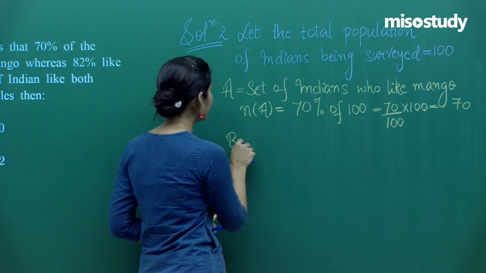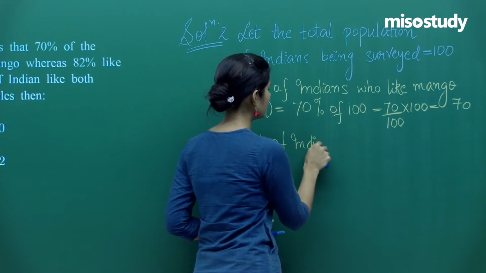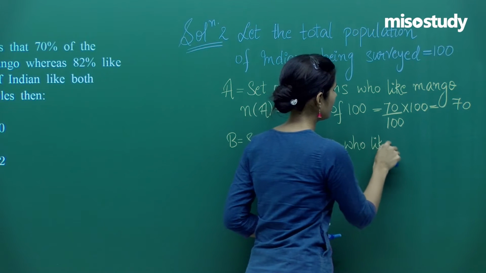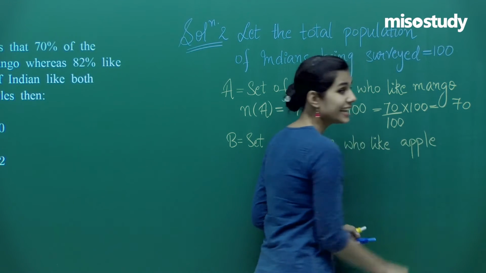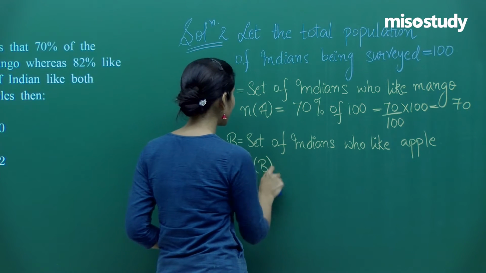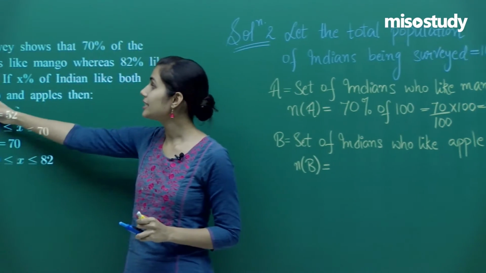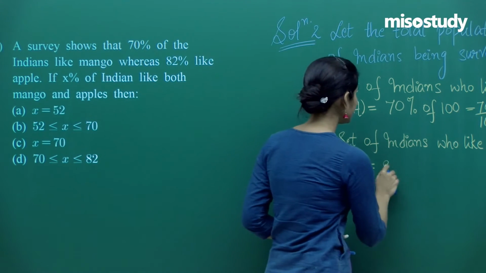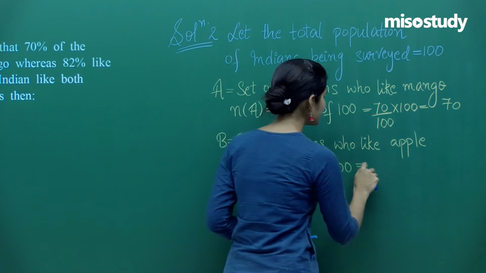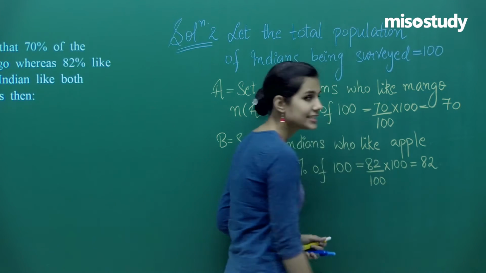Similarly, if I make the set B to be the set of all Indians who like apple, in that case, what is the number of such apple liking Indians? Number of members inside B is given to you in the question. It says 82% of the total Indians like apple, which means 82% of the total population, which is 100. And what will you get is 82 upon 100 into 100. This is going to deliver 82 to you.